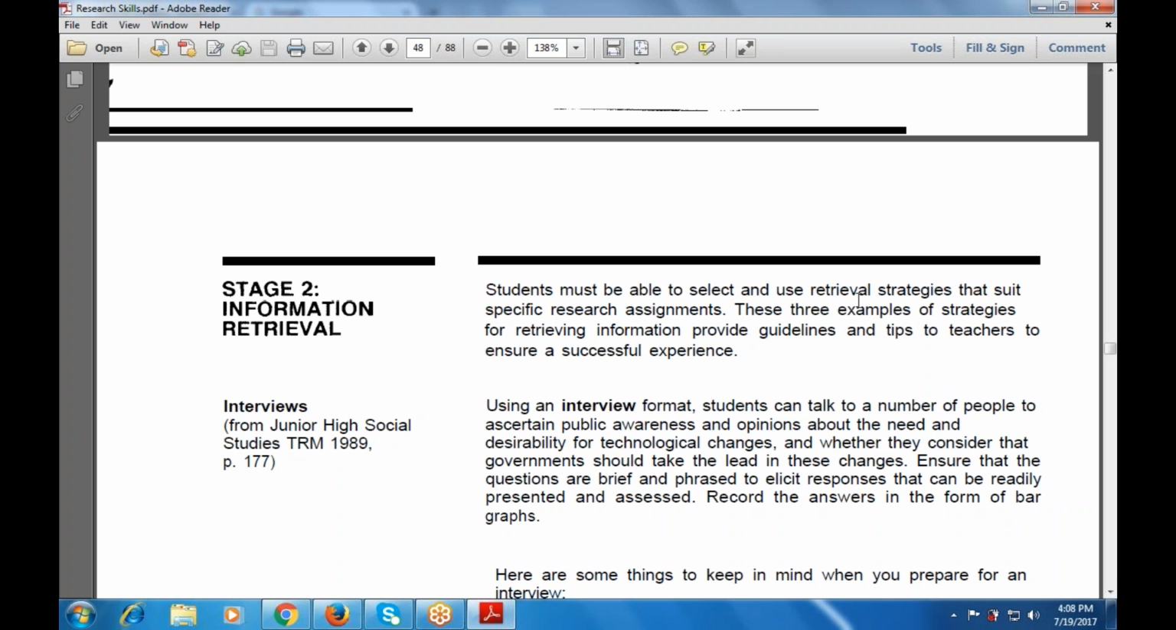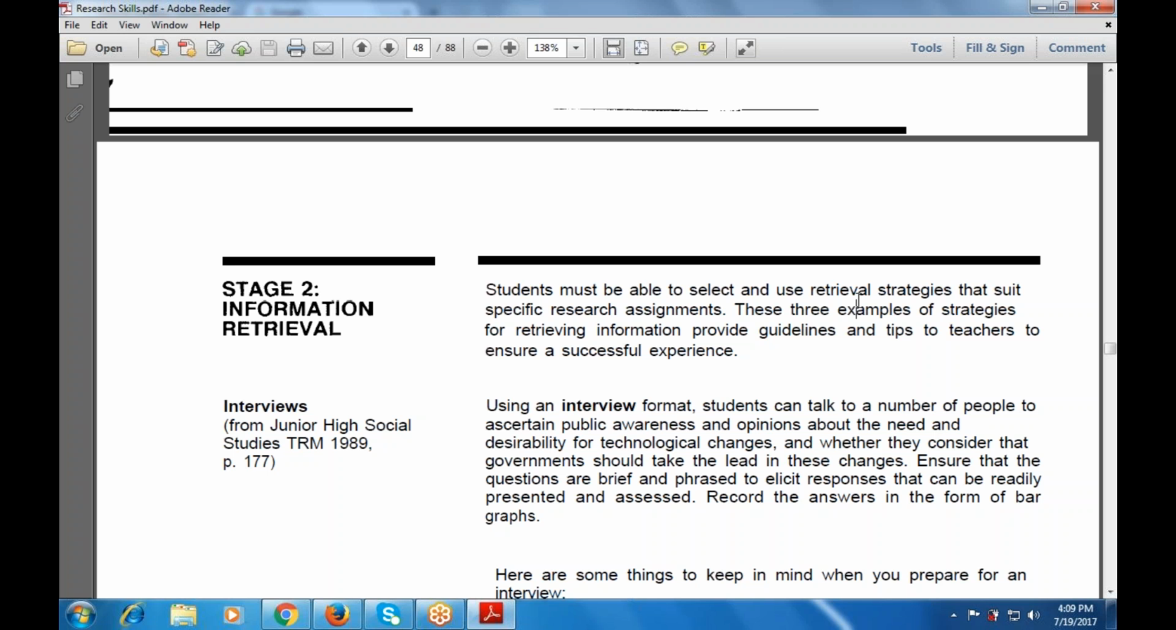You have to ask these questions in a full-fledged format and do not go beyond this format. That means do not go into personal matters. So there are some structures, rules and regulations that are followed in the data gathering of the interviews or the information retrieval. So using an interview format, students can talk to a number of people to ascertain the public awareness and the opinions about the need and the desirability for technological changes, and whether they consider that the government should take the lead in these changes, and ensure that the questions are briefed and paraphrased to elicit responses that can be readily presented and assessed.